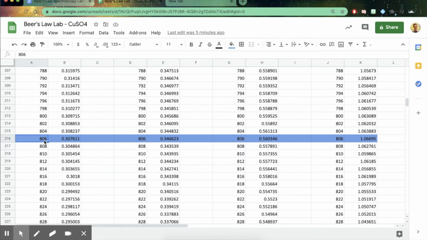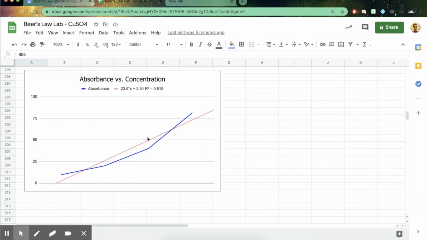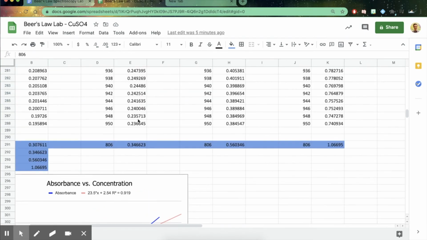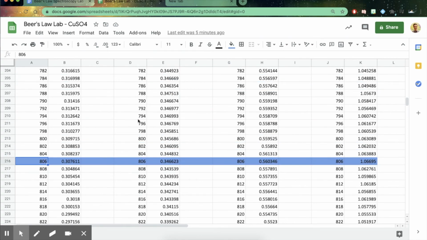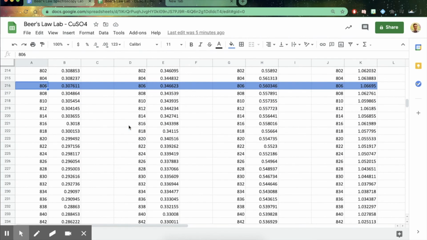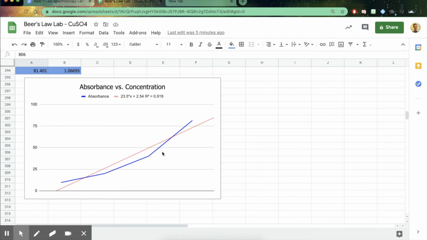Now, when you are given an unknown solution, if you are using this best fit line that I created down here, you would want to make sure that you are only using the absorbance of your unknown solution at 806 nanometers. If you use an absorbance at a different wavelength, it's going to have a different molar absorptivity. So that's something that you need to keep in mind when creating these graphs.